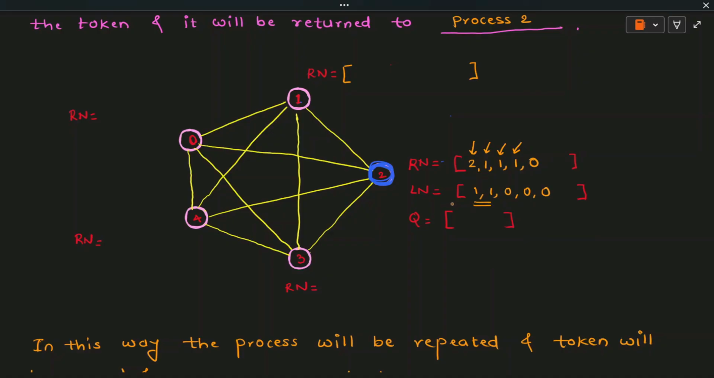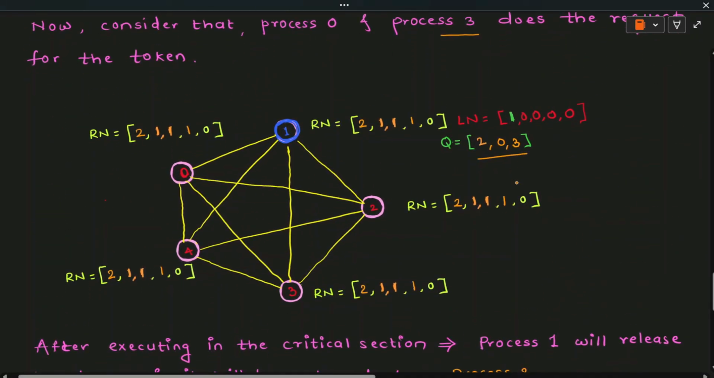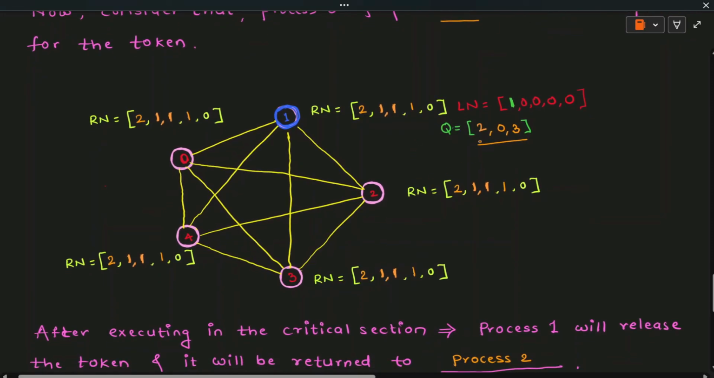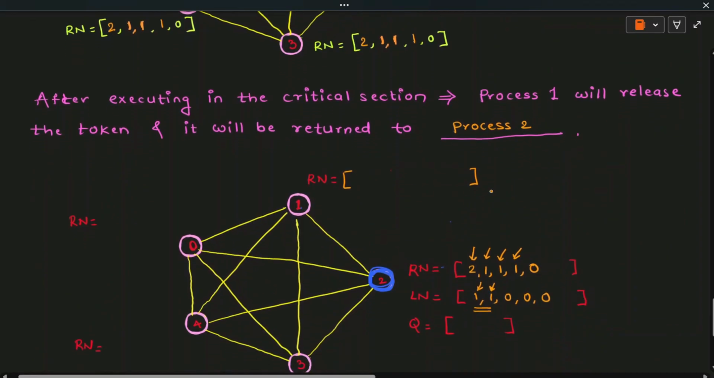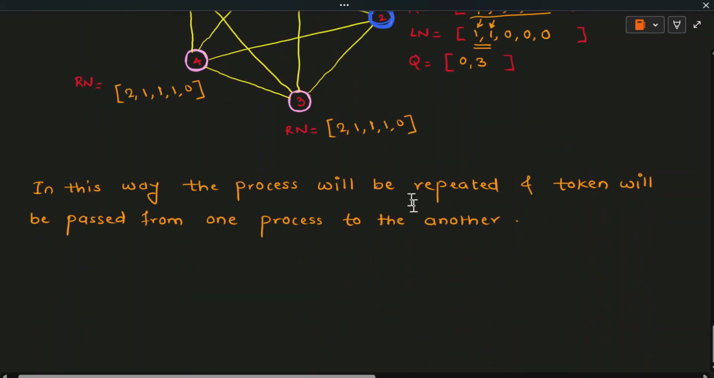These two ones show that node 0 and node 1 have already executed the critical section. And the content of the queue, earlier it was 2, 0, 3. Now as the token has been transferred to process number 2, the content of the queue will be 0, 3. The same value of Rn will be available at every process which is getting executed in the distributed environment. In this way, the process will be repeated and the token will be passed from one process to another.